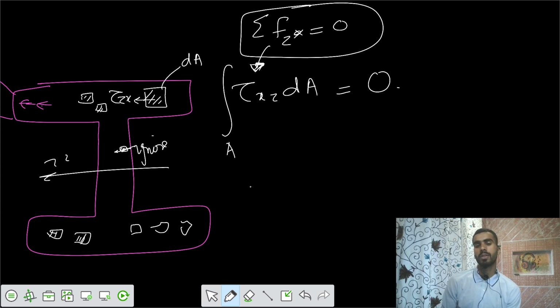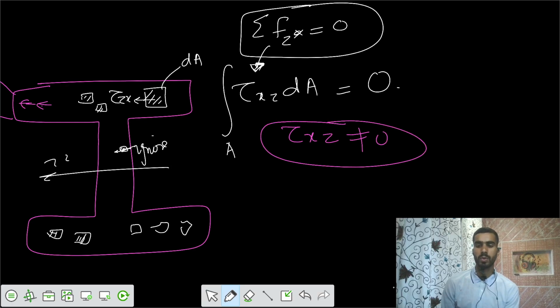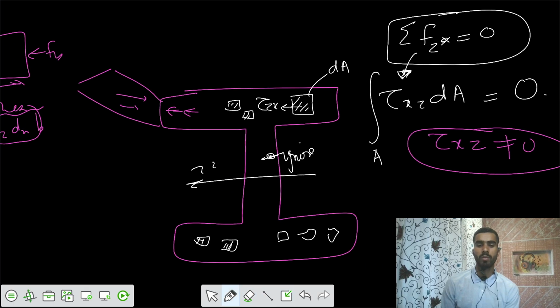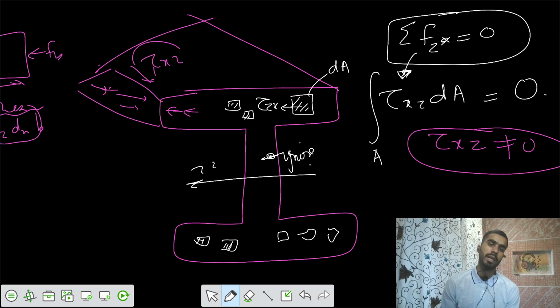Then if the summation of forces goes to 0, that means tau xz cannot be 0, because of complementary shear stresses. If from the other side of the flange, because of unbalanced bending forces, you had some tau xz, then there should definitely be some tau zx. This was your tau zx, and this is your tau xz. There should be some tau xz.